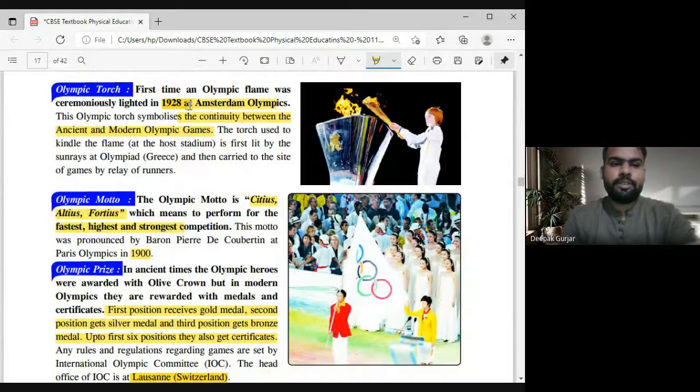So the Olympic torch was first ceremoniously lighted in 1928 at the Amsterdam Olympics. Which Olympics? The Amsterdam Olympics. This is an important question. The Olympic torch was ceremoniously lit at the opening ceremony, and it symbolized the continuity between the modern Olympics and the ancient Olympics. Now, what are the modern Olympics and what are the ancient Olympics?